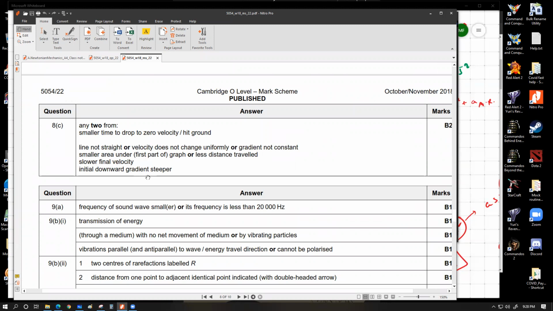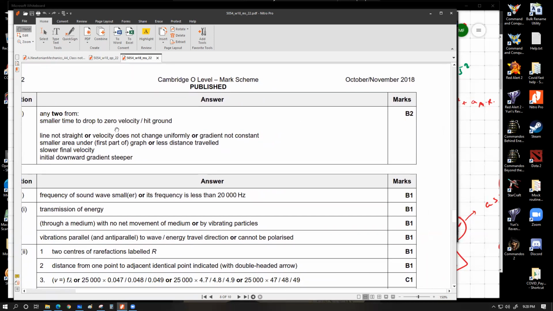What I was confused about was this is not covered in the mark scheme. But see if you can make sense with all this information over here. Do you understand why there should be a smaller time to drop to zero velocity? Because of the increased deceleration. Yes, sir. And if it takes less time to rise up, obviously it's going to take less time to fall down as well, because it is not rising as much. Then this is one point. I mean, you can actually write any two from all of these points.